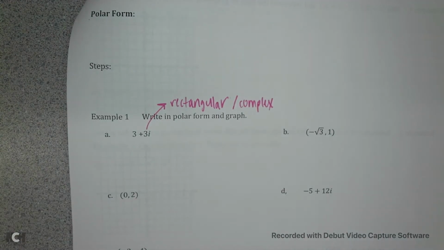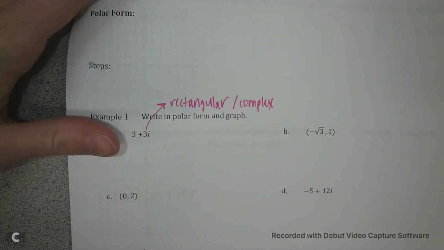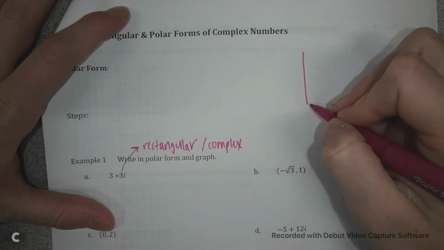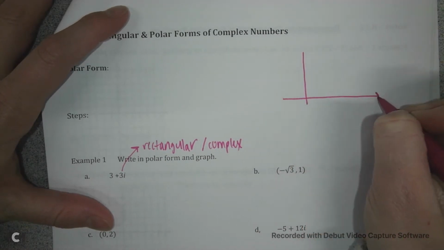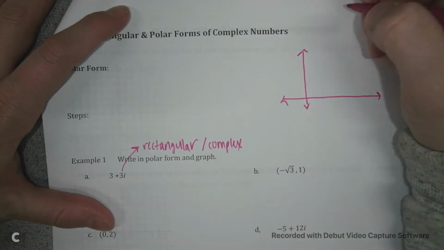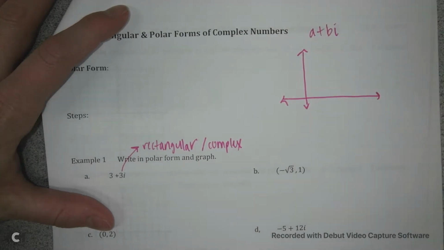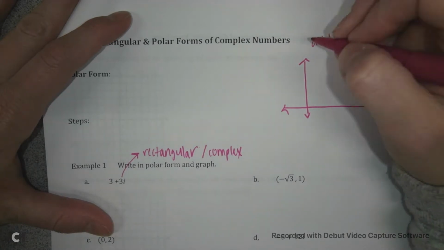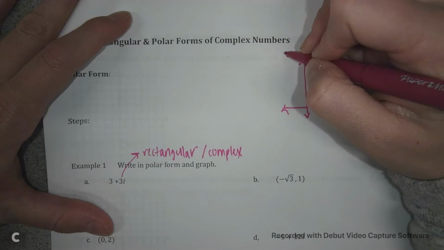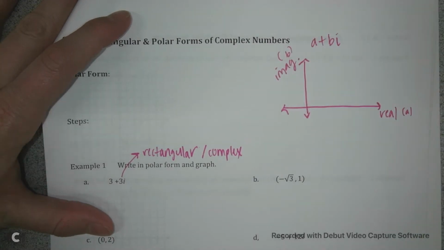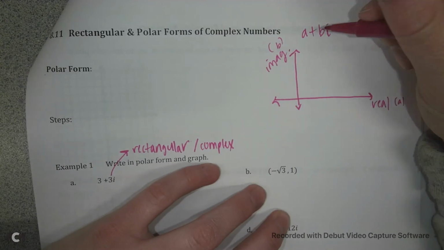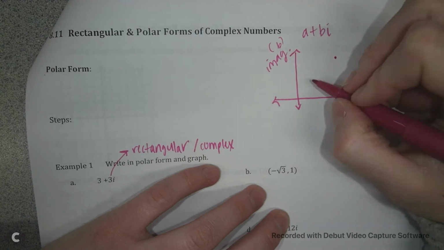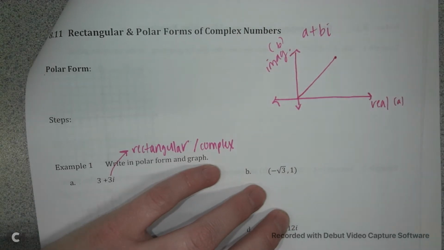Okay, so let me set up a picture for you. So let's think about when we had to graph complex numbers. So remember, complex numbers are in the form a plus bi, where a is our real number and b is our imaginary number. If I were to graph a plus bi, I would go to the right a spaces, and then I would go up b spaces, and then I would have this vector.